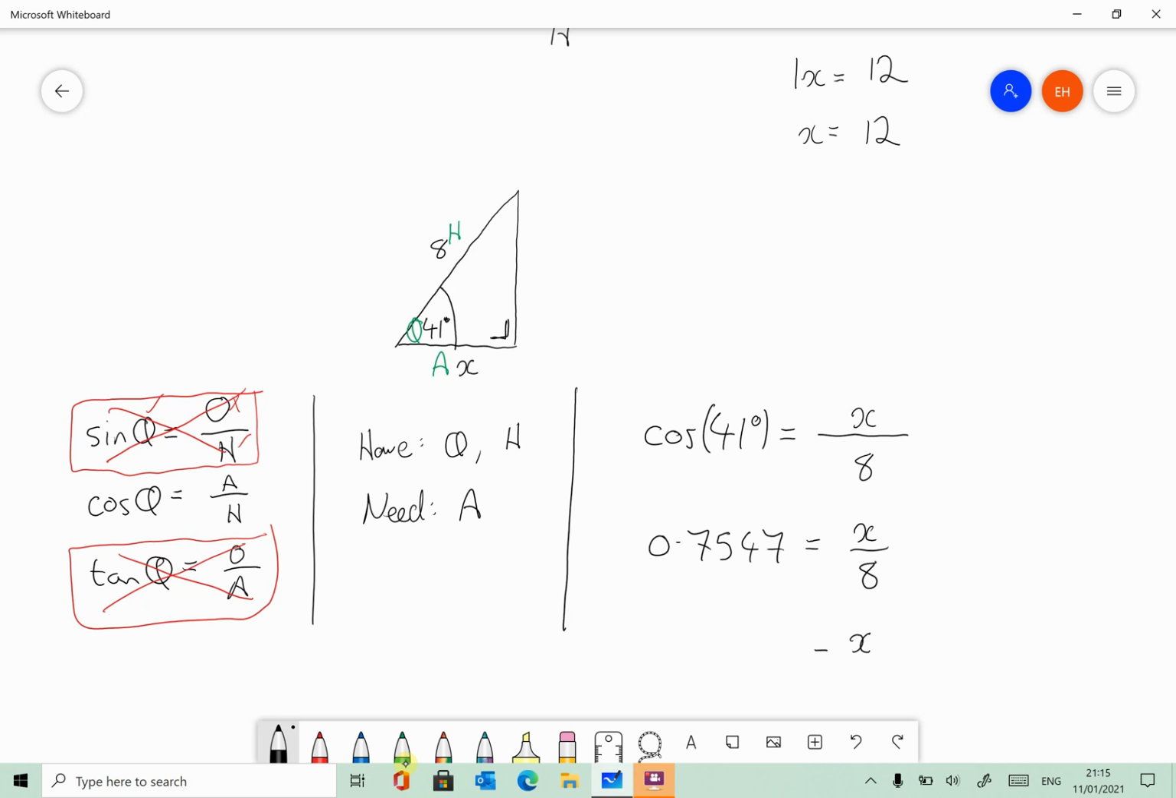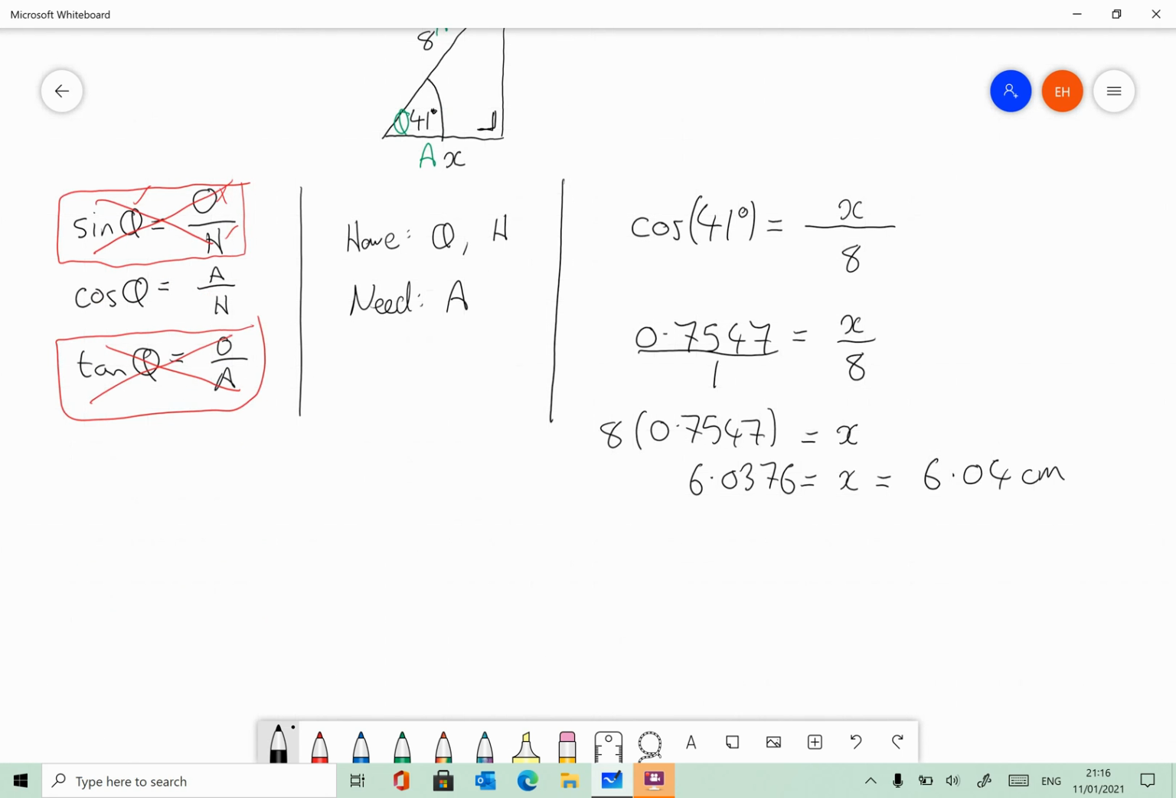So therefore, X by itself equals 8 times 0.7547. So X equals, sorry, what I did there was cross multiply. So 8 multiplied by 0.7547 equals 6.0376. So X is equal to 6.04 centimeters or whatever. Okay. Right, so that's one done. Let's do another one.